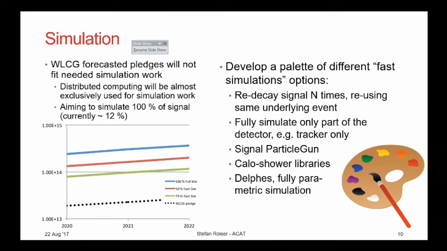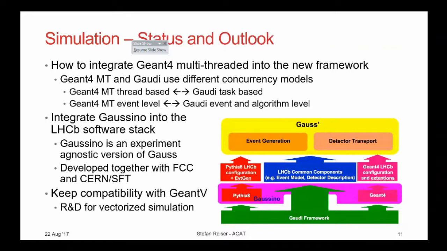And then there are other options which we're looking into. Just skip to go a bit faster. For simulation, another thing that we need to do is that the concurrency models between Géant and Gaudi are different, so we need to marry these two. There's a common work with FCC, which is called Gaussino. Gauss is our simulation framework. Gaussino is the experiment-agnostic part of the simulation framework, and this is currently developed together with FCC. So we need to reintegrate this, and of course we have to look into GeantV also for our Run 3 activities.